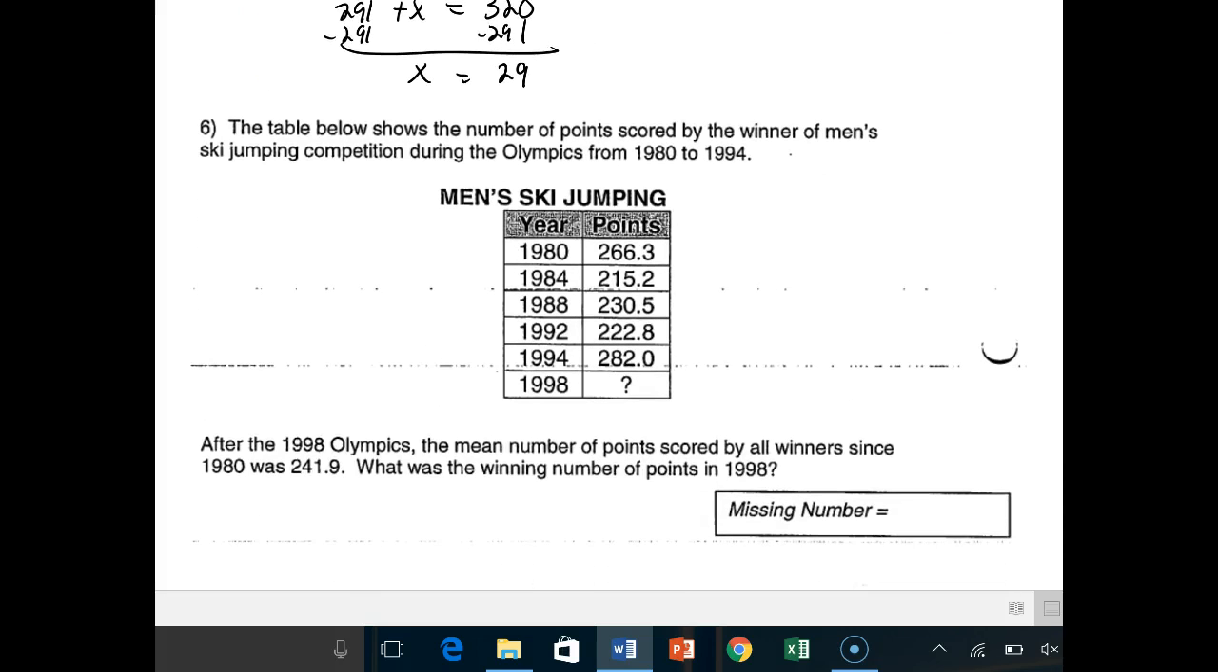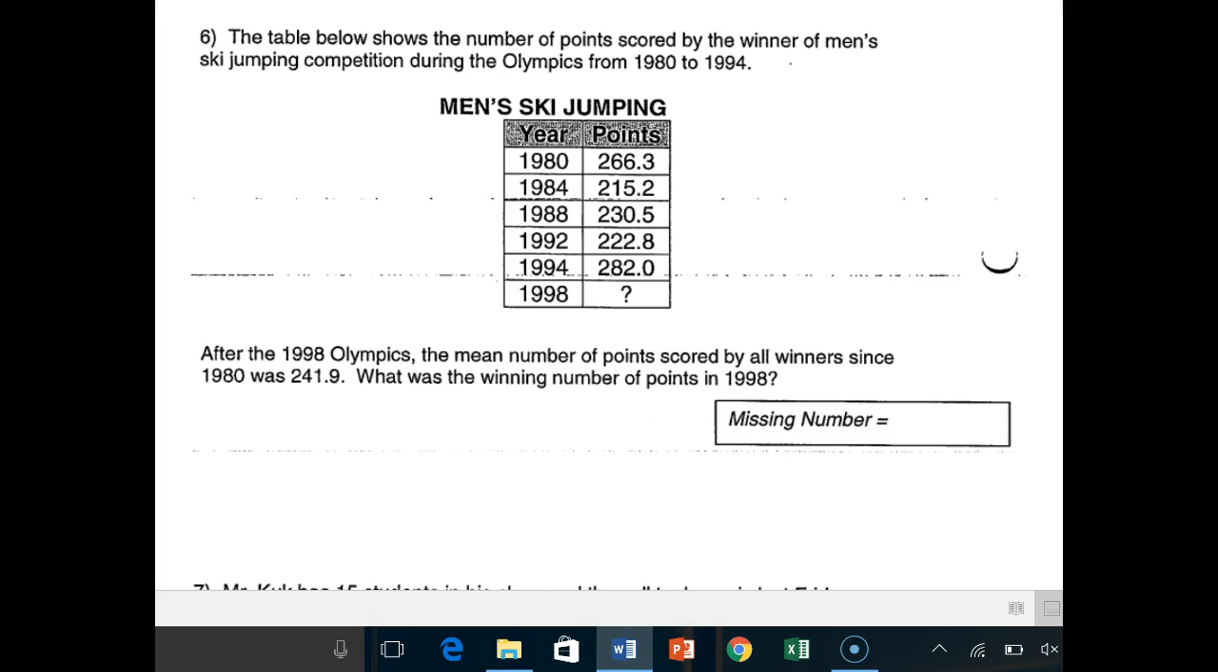Number 6, the table below shows the number of points scored by the winner of the men's ski jumping competition during the Olympics from 1980 to 1984. So here's your table. Notice I think you should pick out probably how many values you'll be dividing by. So we're talking about 4, 5, 6 years. 6 years of data.